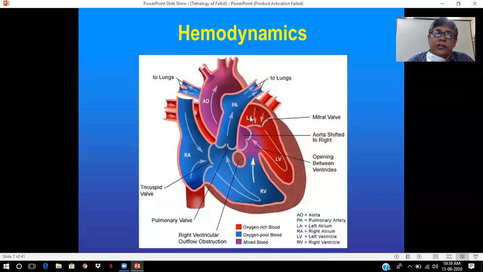Now, this cyanosis, or the mixture of blood, or the flow of blood from the right ventricle to the left ventricle depends on the pulmonary stenosis. The more severe the stenosis, the more blood will flow from the right ventricle to the left ventricle. If the stenosis is not severe enough, a good amount of blood will flow to the pulmonary trunk and less will mix with the systemic circulation. So you'll get less cyanosis in these cases.